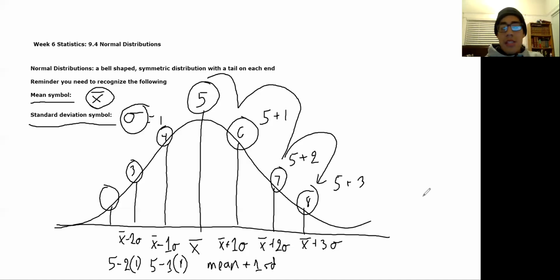And you see how it's getting smaller? And that corresponds with the height. The height is also getting smaller. The lower you go on the curve, the value is also getting smaller. I know that's not true for the other side, but I'm just trying to help you out any way I can. This is going to be 3 standard deviations. And again, 5 minus 3 times the standard deviation, which is 1 in this case. 3 times 1 is 3. 5 minus 3 is 2.